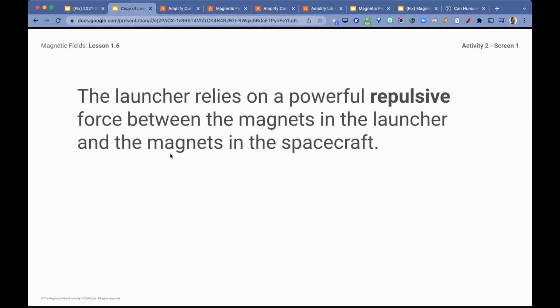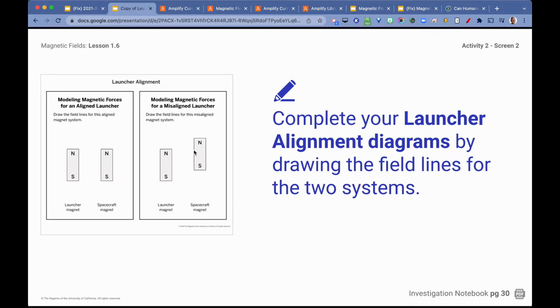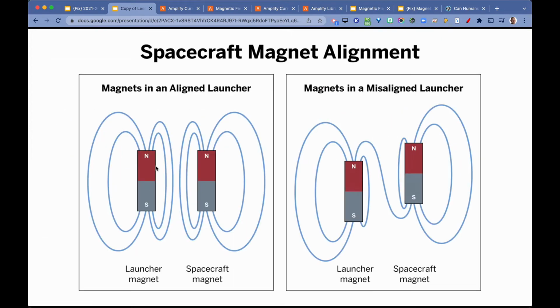Students used this modeling tool to draw the magnetic field lines, what they look like when aligned and when misaligned. This is what it looks like when they're aligned, and this is when they're misaligned. When misaligned, there's one north-south magnetic field line that goes from north of the launcher magnet to the south of the spacecraft magnet, whereas if they're aligned, the field lines go from north to south within the same magnet. They don't cross over at all. So this is a case where it's all repulsion. This is a case where we have repulsion here and here, but attraction here. That might have caused a lower launch speed than expected.